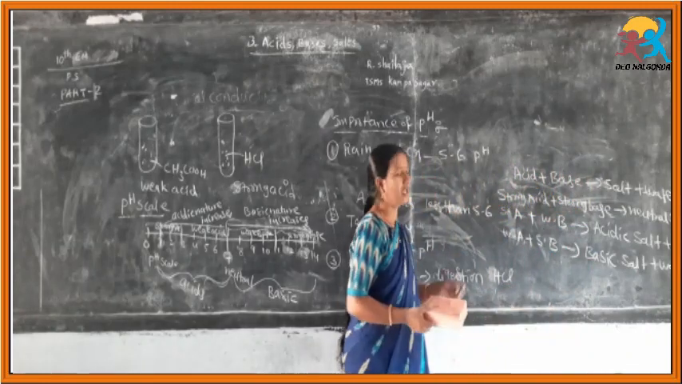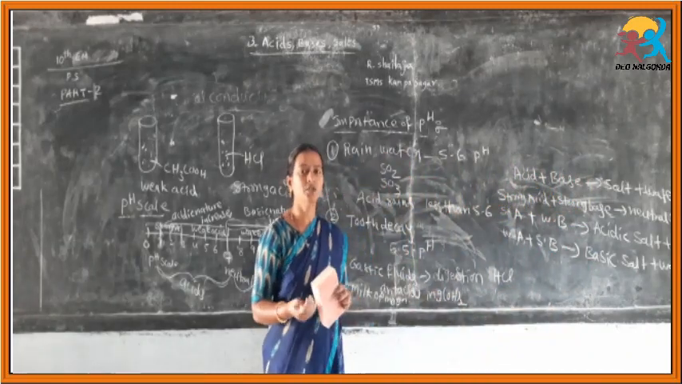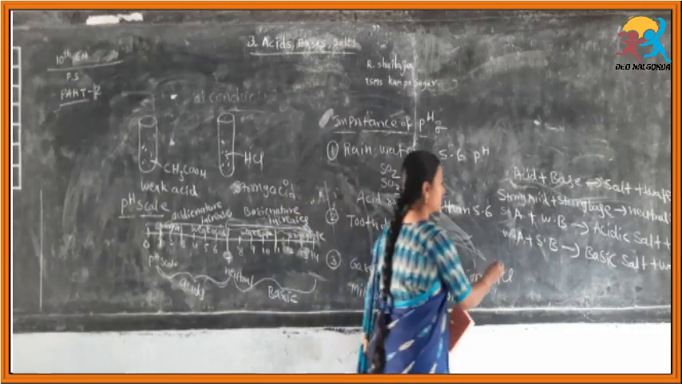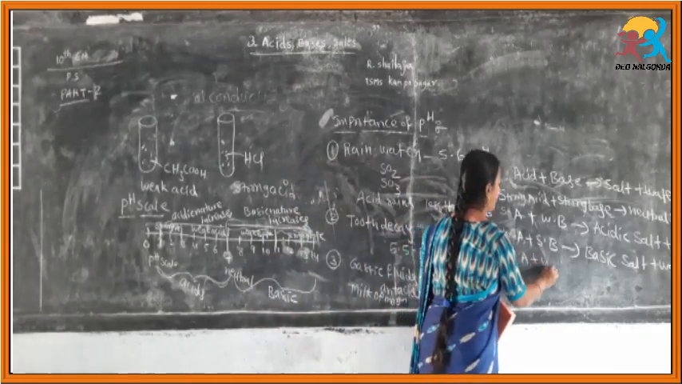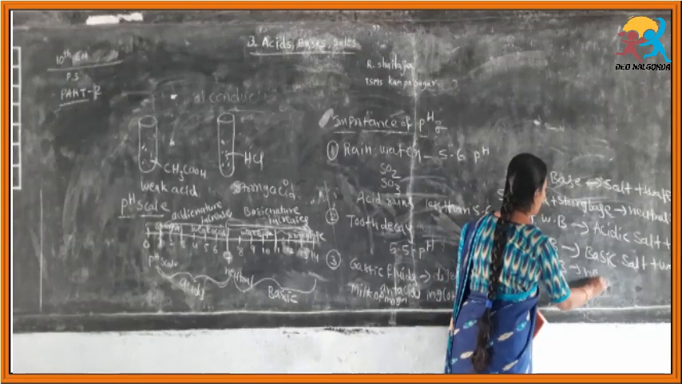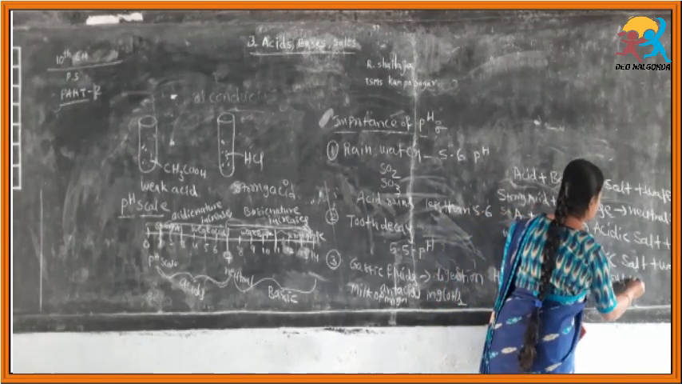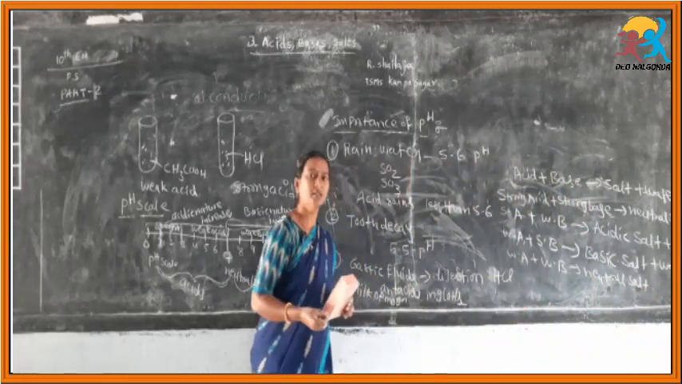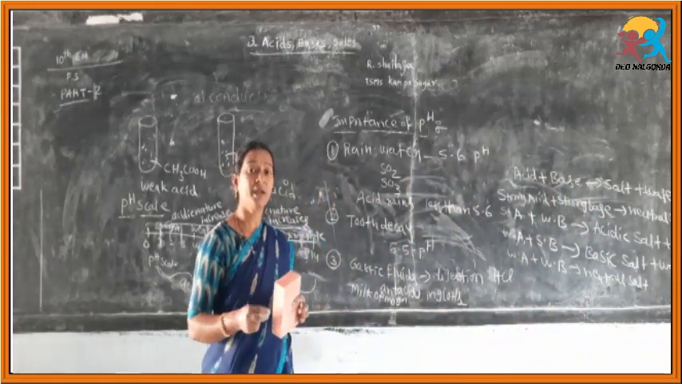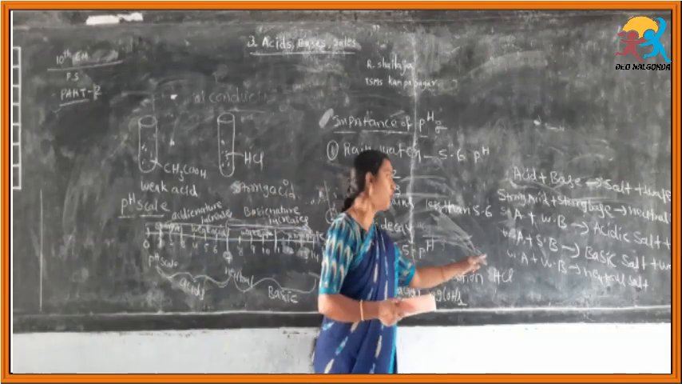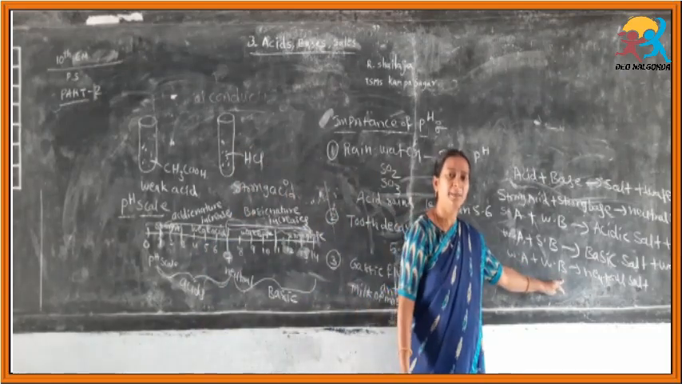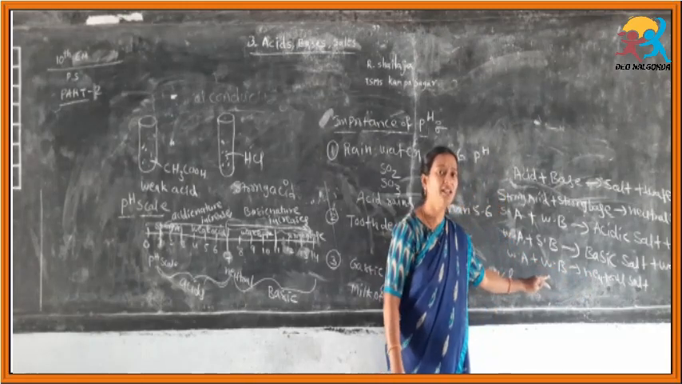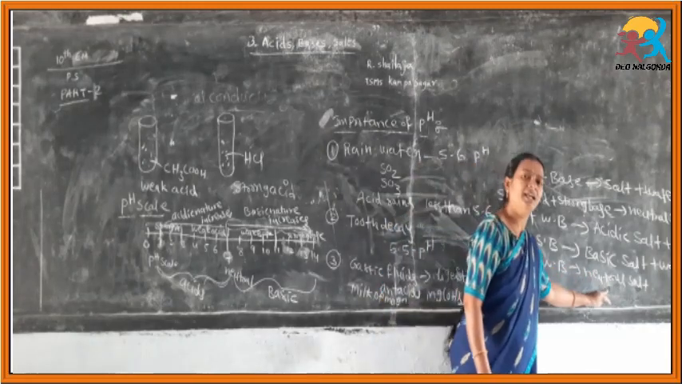So our salts are also different: neutral salts, acidic salts, basic salts, and water. Suppose weak acid, weak base, it gives a neutral salt and water. Weak acid and weak base also depends on the weakness. If the acid is weaker than the base, it gives a little acidic nature. If the base is weaker than the acid, it gives a little basic nature.